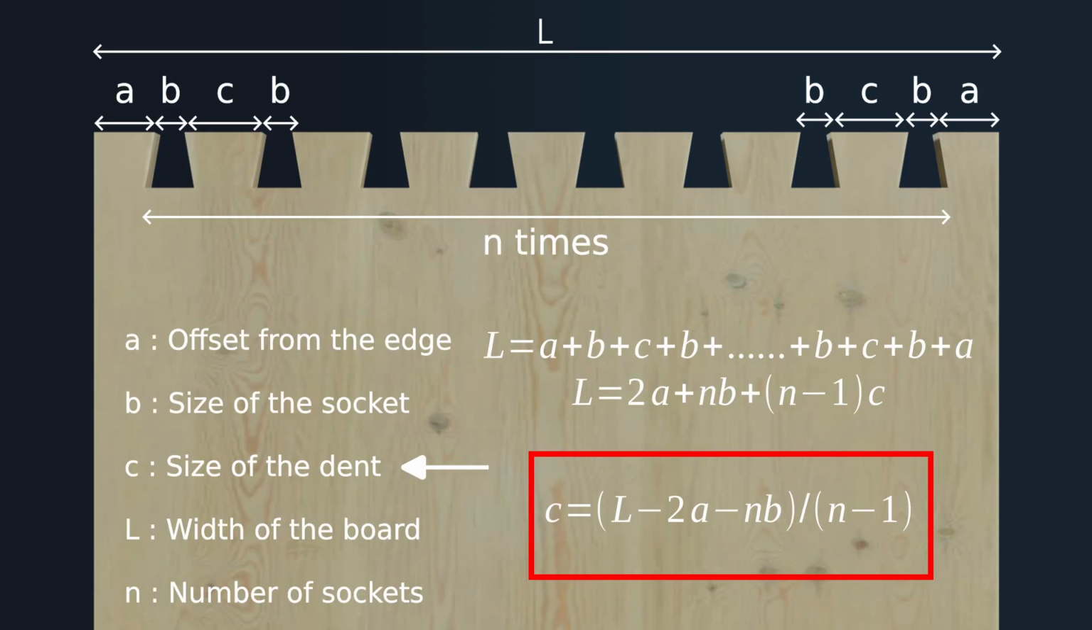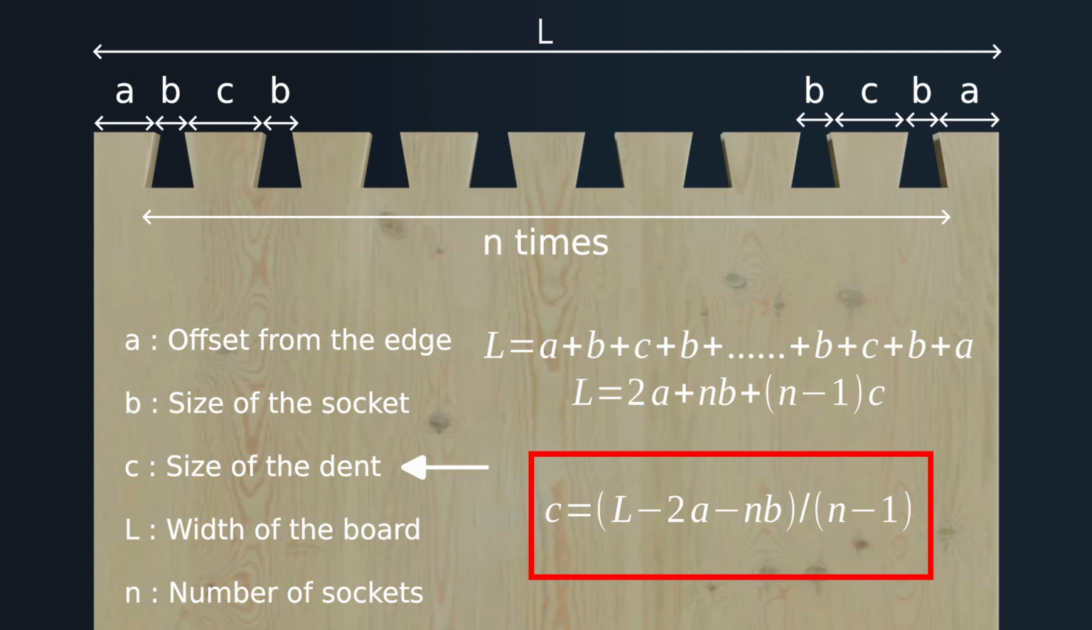To ensure a perfect fit, we'll be using a mathematical formula to calculate the exact dimensions of each dovetail. This formula, shown here, takes into account the overall width of the board, the number of dovetails, and the desired offset and size of each pin and socket. I have added chapters, so if you're not interested in this part, you can skip it.